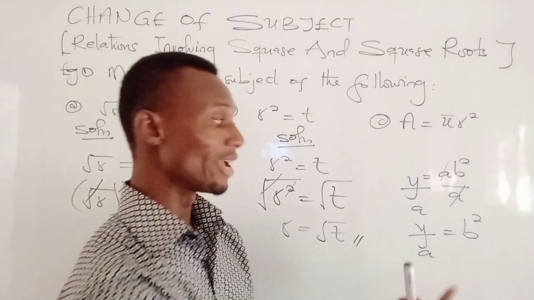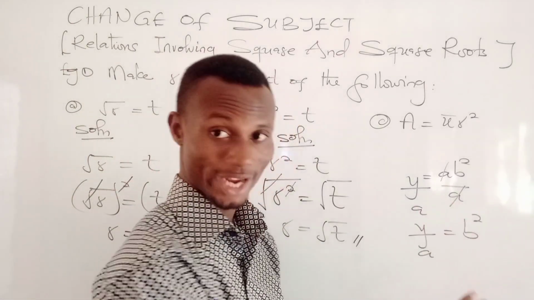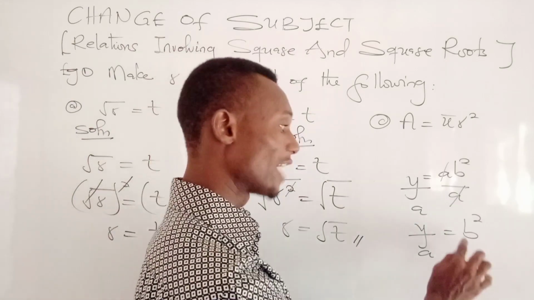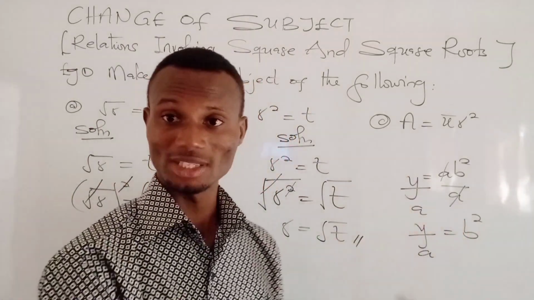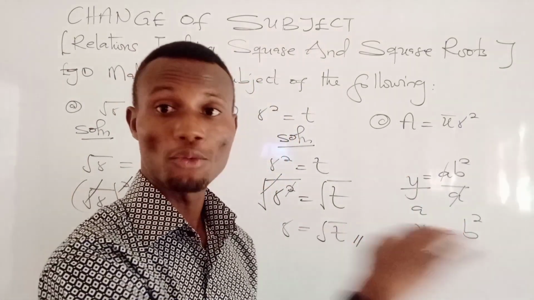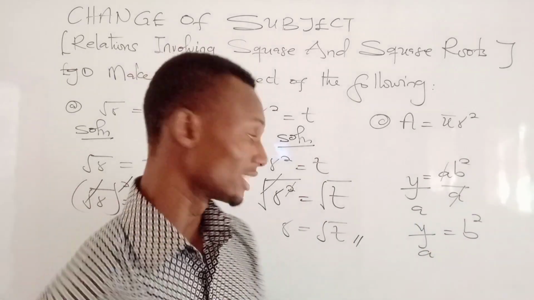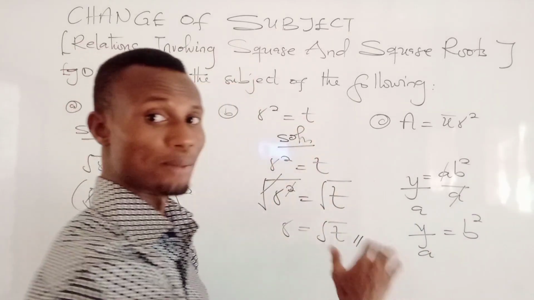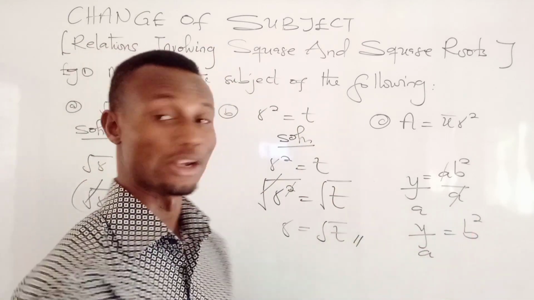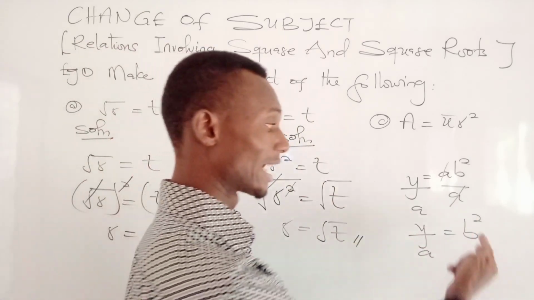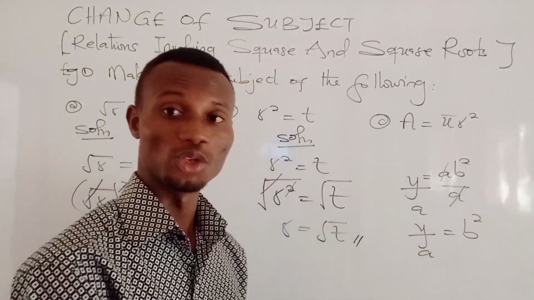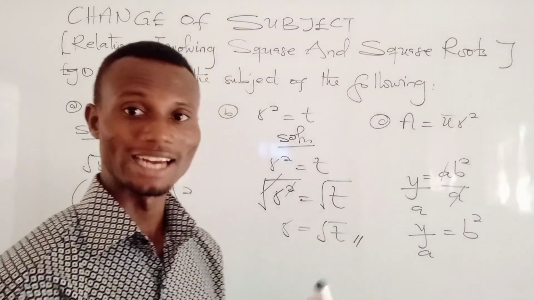Okay, so we have to make b the subject, not b squared. For us to get b to stand alone, we are going to take the square root of both sides of the equation, just as we did to this one, so that the square root sign can cancel this power 2 away and we can have our b standing alone.